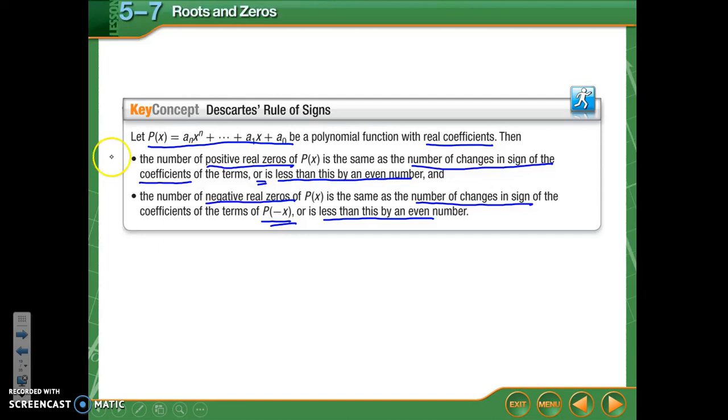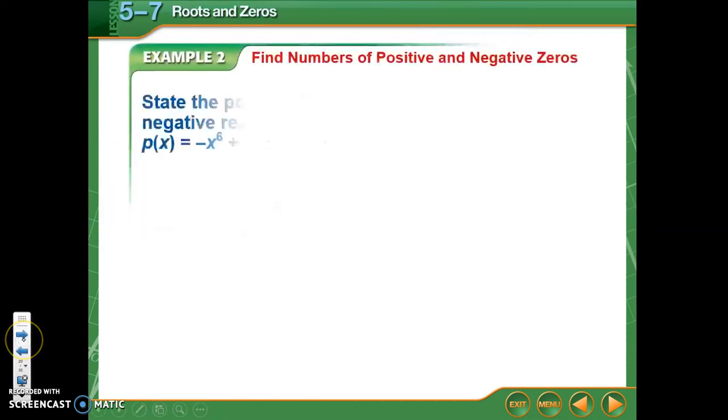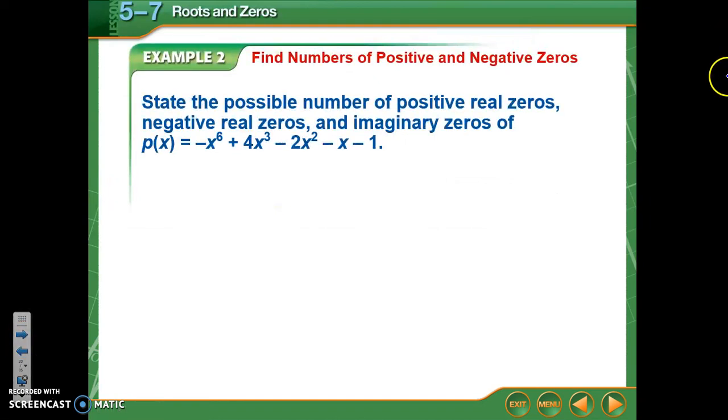So the key here is when I'm figuring out how many possible zeros I have, and the key here is possible. Basically what we're doing is we're going to find out what are the possible combinations of positive real zeros, negative real zeros, and then we're going to use that to figure out how many imaginary zeros we might have. I'm going to have to look at p of x, and then I'm also going to have to look at p of -x to do so. So let's take a look at this example.